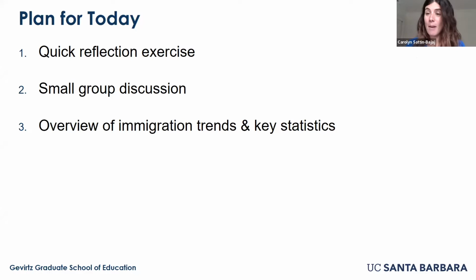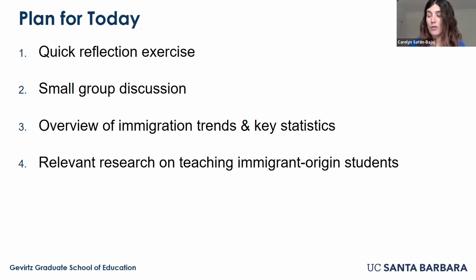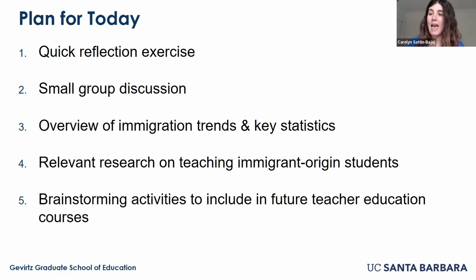I'm going to give some basic stats on where we are as a nation in terms of our immigration patterns and trajectories. I'm going to do a quick overview of what the research tells us about immigrant origin students and families and some of the factors that influence their well-being and their experiences in and outside of schools. And then I'll have everyone return to our groups and brainstorm activities that you might be able to incorporate into your courses with teacher candidates, knowing what you hopefully will then know about what's meaningful and important in the lives of immigrant origin students.